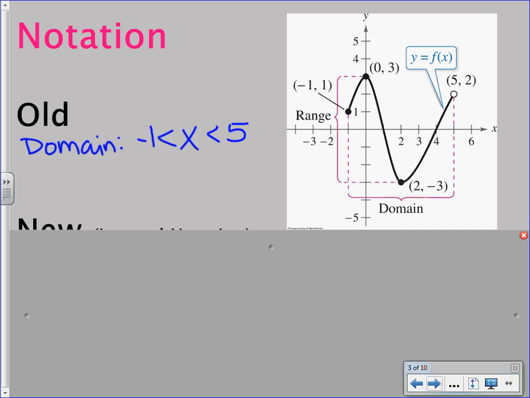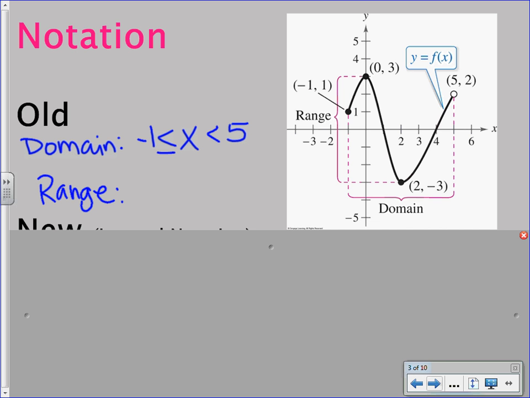Okay, what about, this is an open circle, this is a closed circle. How does that affect our notation? We include -1 because there's an actual point there. We do not include 5 because there's not a point there. Right. Okay, let's talk about our range.